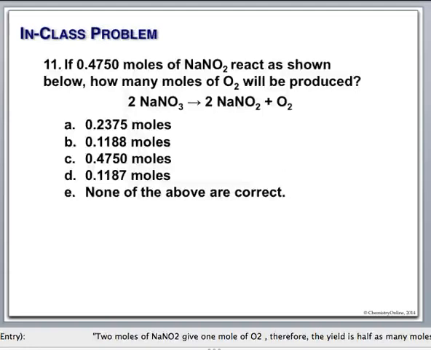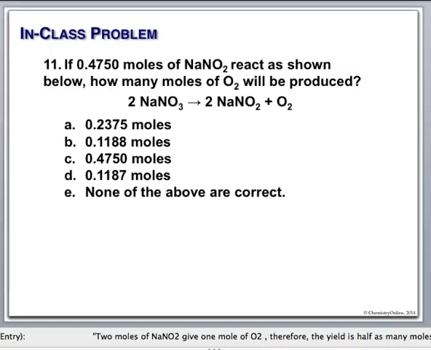So we have, this should be a 3. Okay, I made a mistake there on the slide. But this is 0.4750 moles of this stuff, react. How many moles of oxygen will we get?